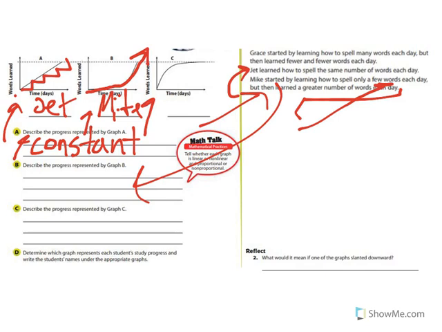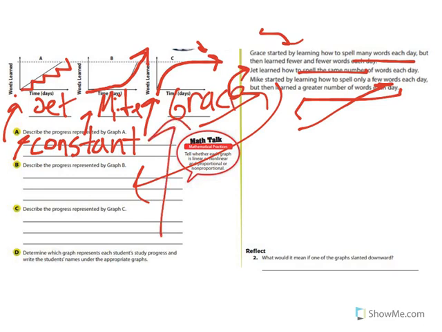And then lastly, let's take a look at C. So the number of words learned right away is very high, and then it levels off. Does that make sense? Grace started by learning how to spell many words each day, but then learned fewer and fewer, and so the rate decreased, and so that would be Grace. And that's how you apply the graphs to the different situations.